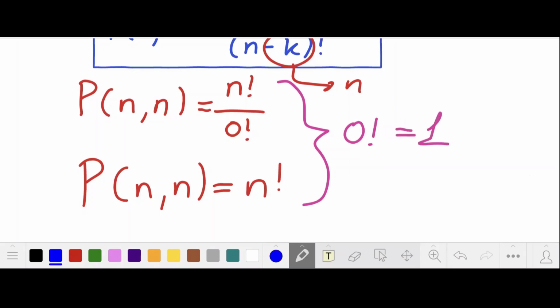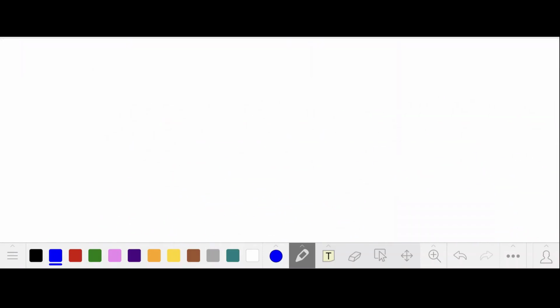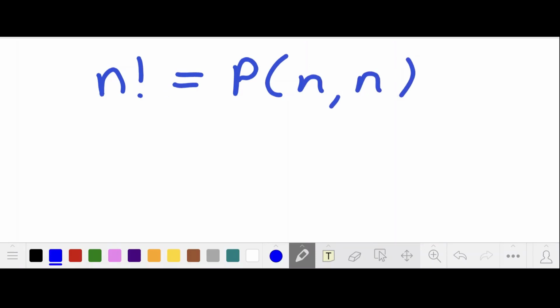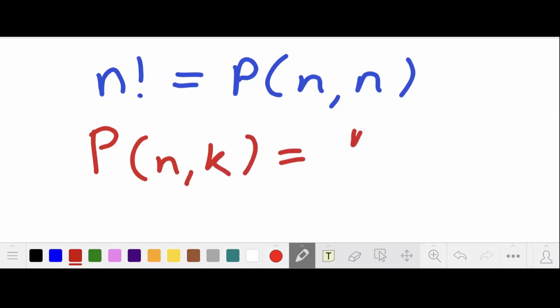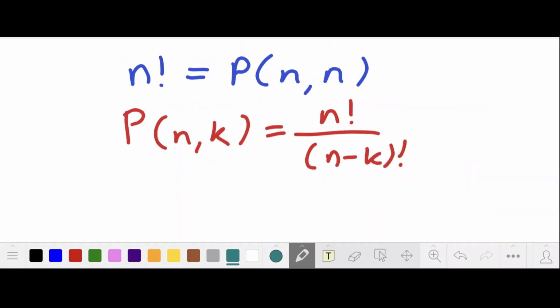So to sum up, today we learned lots of things. We talked about the n factorial, which is the amount of permutations of n objects taken n at a time. We constructed the general formula for the permutations of n objects taken k at a time, and that is equal to n factorial divided by n minus k factorial. And last but not least, we saw that 0 factorial is equal to 1.